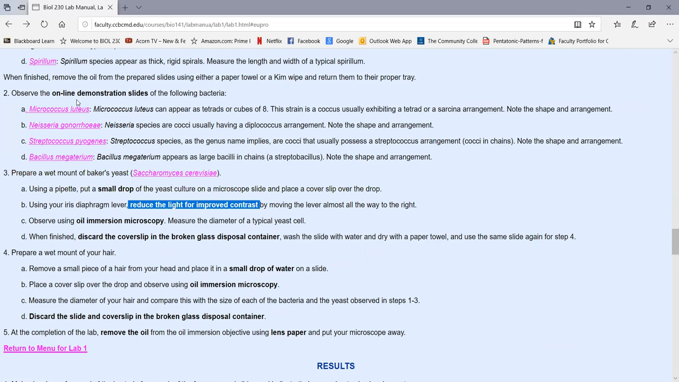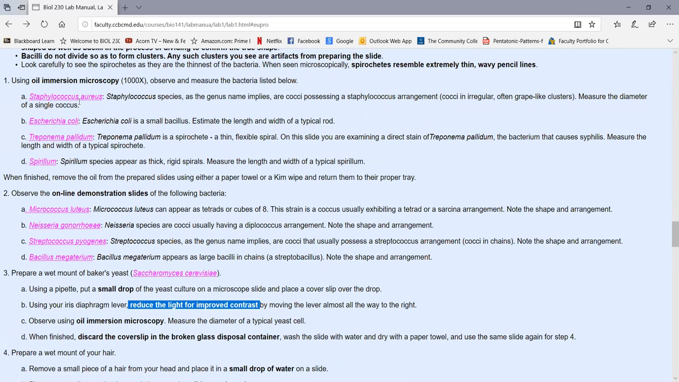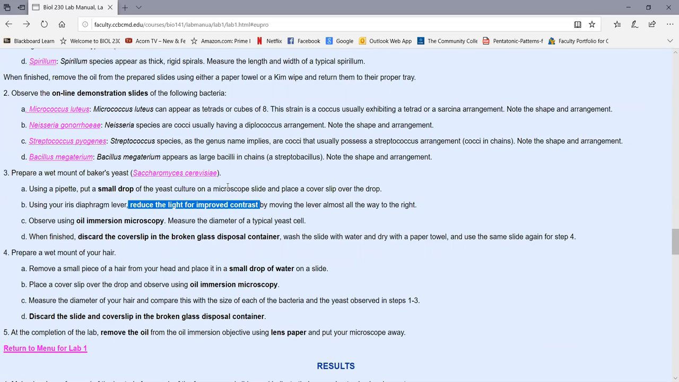Remember, for the bacterial slides up here, you're having the iris diaphragm set at about 0.9, the light almost wide open to get enough light to see the bacteria. But if you use that much light on the yeast, you won't even see them. They'll be washed out with all the light. So we have to move that iris diaphragm lever almost all the way to the right to see the yeast. So remember, you have to reduce light with the iris diaphragm lever.